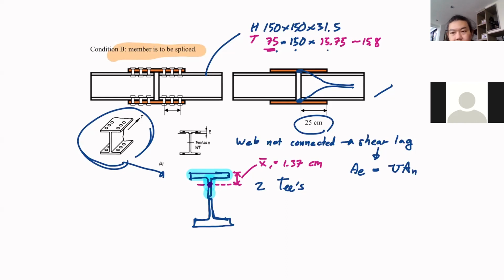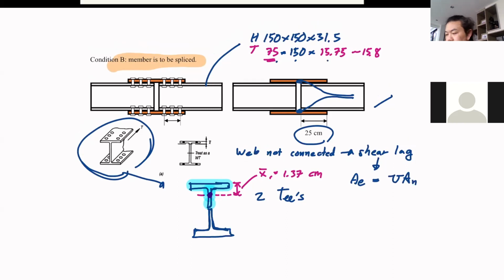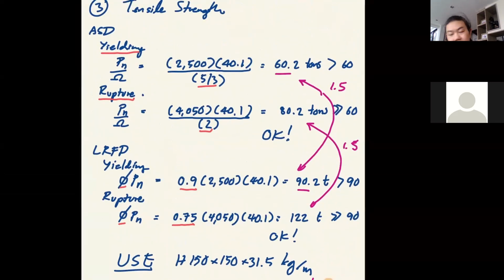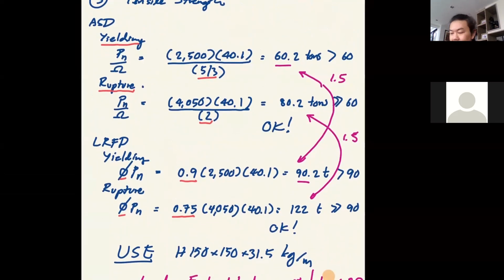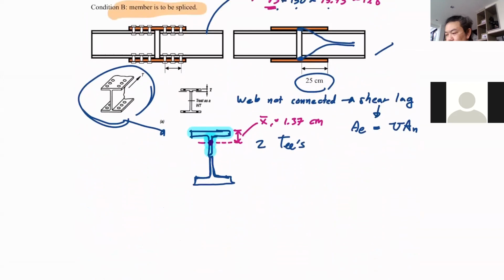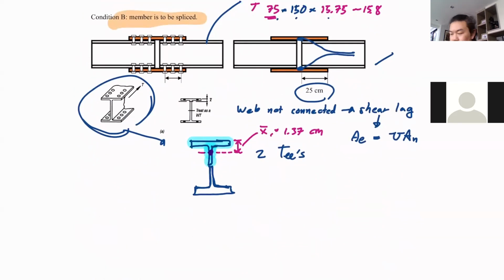So we need to check the rupture again. I'm not going to go through the yielding. The yielding is going to be the same here, okay? For the sake of demonstration, I am going to repeat only the rupture. In this case, we have to recalculate the rupture because we now have shear lag, and we can use U to calculate the shear lag. U is 1 minus X bar over L.